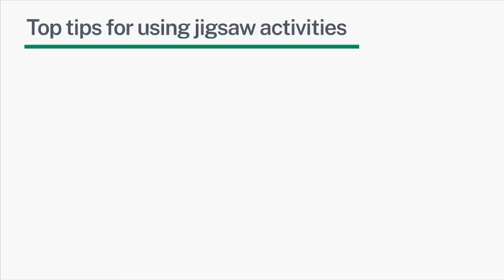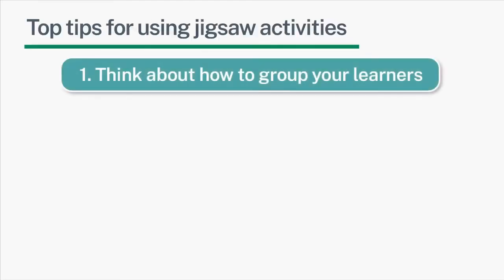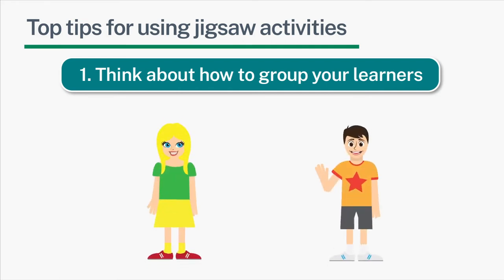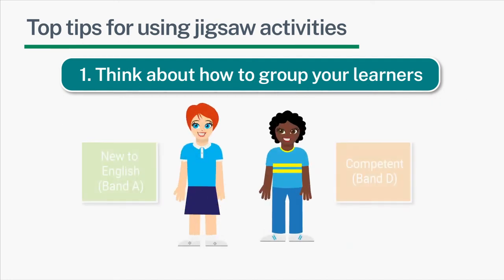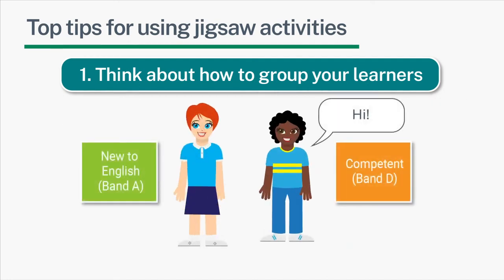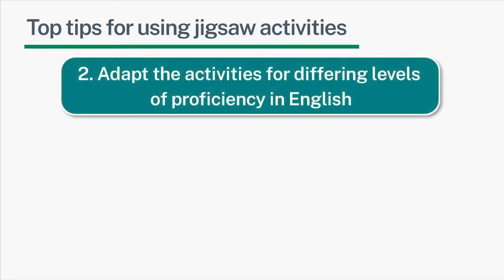Top tips for using jigsaw activities. 1. Consider how to group your learners. You may want to pair learners with other learners who share a first language. Or you may want to pair learners with other learners who can provide a good model of English. 2. Adapt the activities for differing levels of proficiency in English.